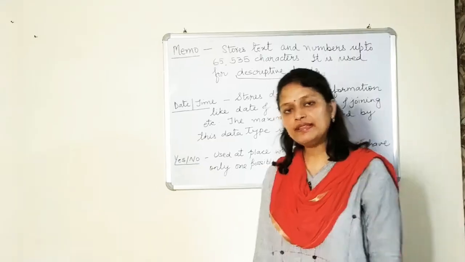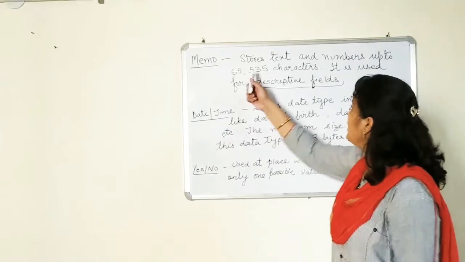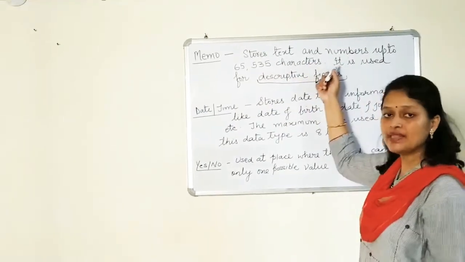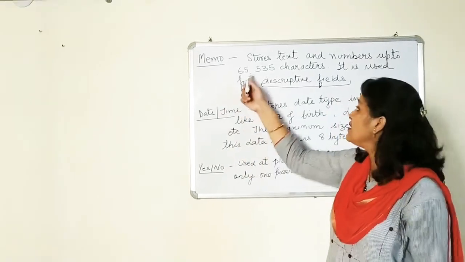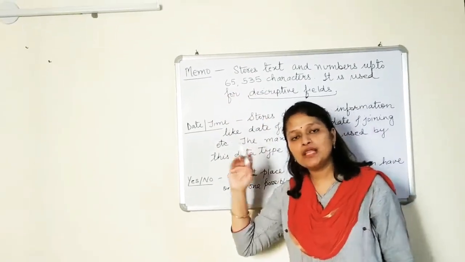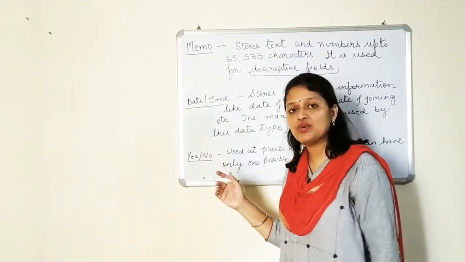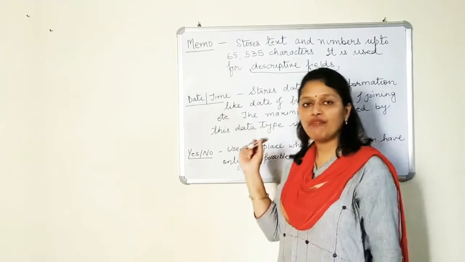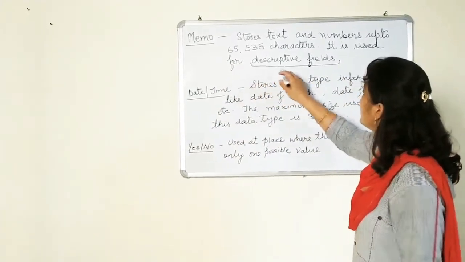Then the third data type we are going to discuss is memo. It stores text and numbers and the maximum characters this data type can store are 65,535. This is the maximum number of characters this field can store, 65,535. It is used for descriptive fields.